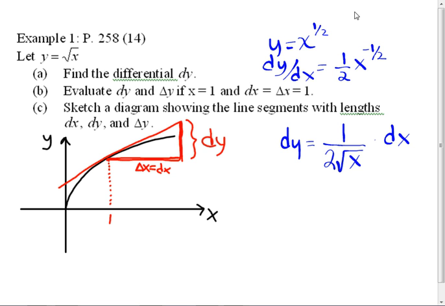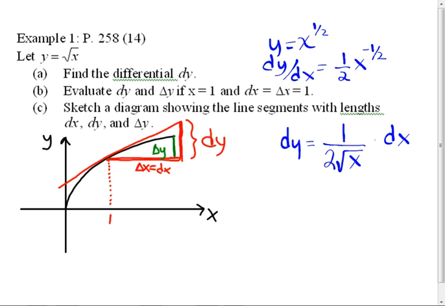The delta y is the actual change in the function. So you started at 1 and you get up to whatever that value is. That's delta y. Do you see the difference between those two? But it's important to keep those straight. Delta y is the actual change in the y value. I'll need a calculator to find that. But dy is just using the tangent line. I don't need a calculator, I don't think.